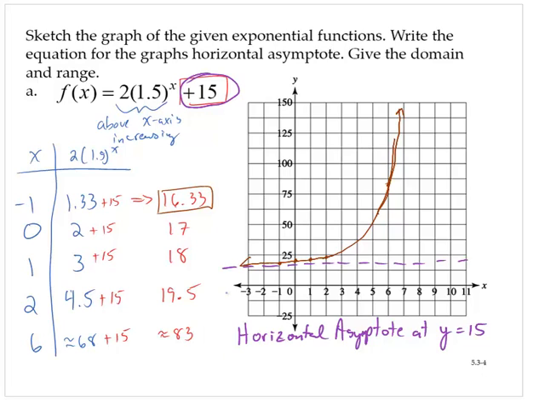The domain is still all real numbers. The range is no longer y is greater than 0. Notice that the minimum value that this function gets very, very close to is 15. And so then the range is y is greater than 15.